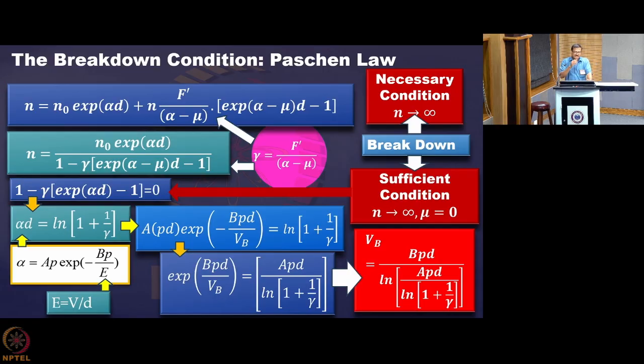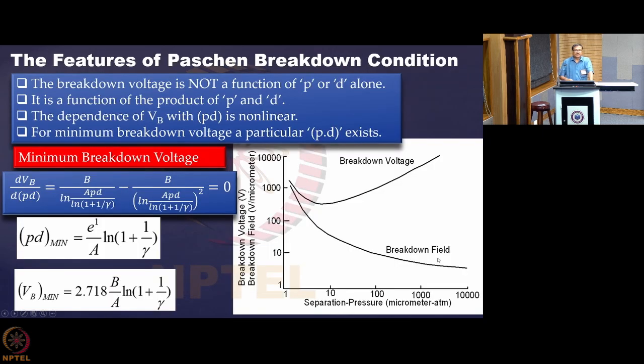But the interesting thing is that the functional relationship of VB is coming as a function of the product of P and D, that is, pressure and the discharge gap. So the breakdown voltage is not a function of P or D alone. It is a function of the product P and D. So that is very, very interesting.